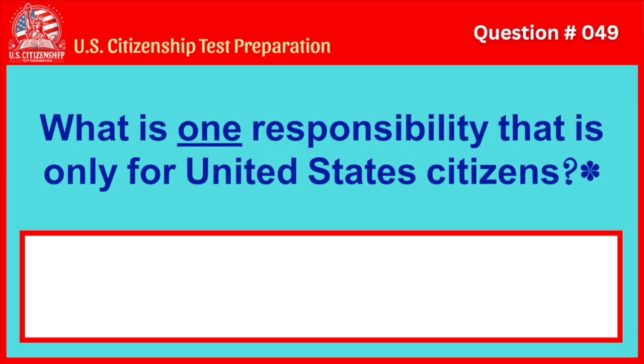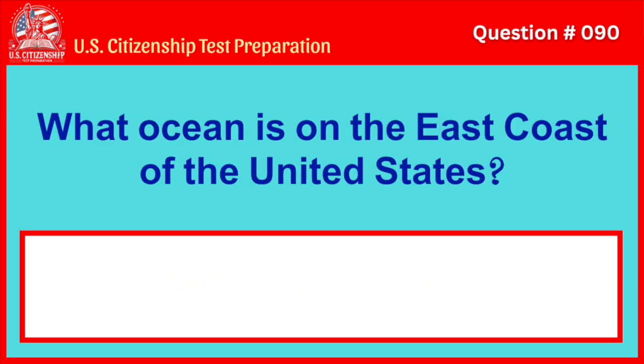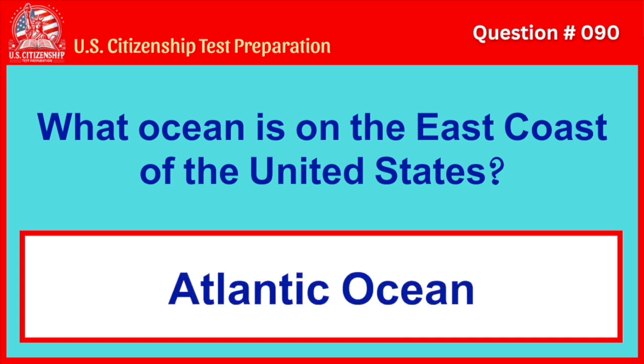What is one responsibility that is only for United States citizens? Serve on a jury. What ocean is on the east coast of the United States? Atlantic Ocean.